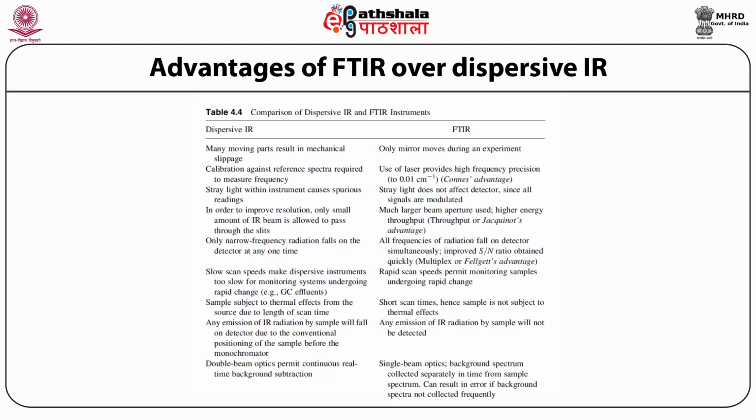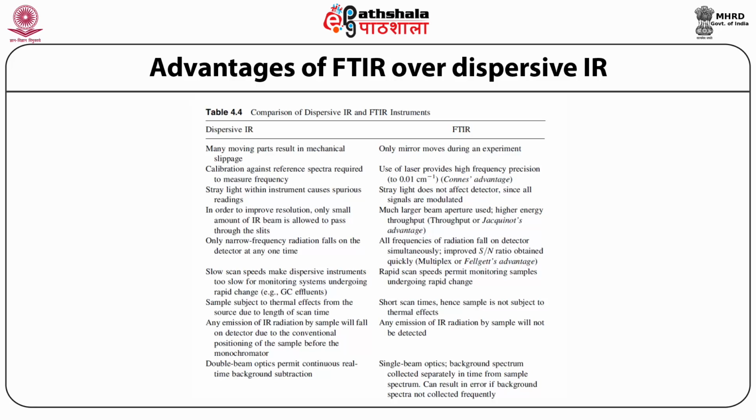In dispersive IR, in order to improve the resolution, only a small amount of the IR beam is allowed to pass through the slits, but FTIR has the advantage that a much larger beam aperture is used and high throughput, that's the Jacquinot advantage. Only narrow frequency radiation falls on the detector at any time in dispersive IR. However, all frequencies of radiation fall on the detector simultaneously, and an improved signal to noise ratio is obtained quickly. That's the multiplex or Fellgett's advantage in the case of FTIR.